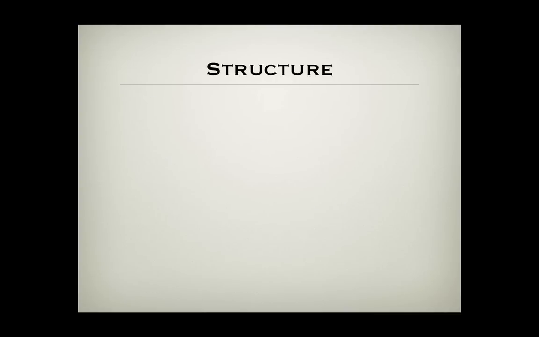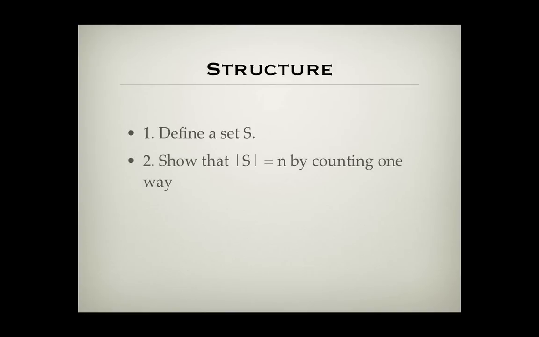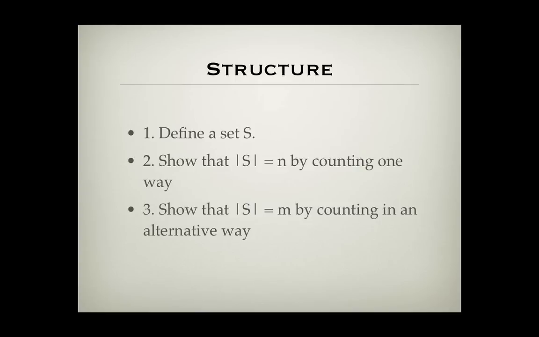The structure of a combinatorial proof is given in four different steps. First, define the set S. The set S is the possible outcomes that you are choosing from or counting from the total set or total universe. Second, show that the cardinality of this set S is equivalent to N by counting one way. Third, show that the cardinality of S is equivalent to N by counting in a different, alternative way. And finally, fourth, conclude from the results of step 2 and step 3 that N is equivalent to M.